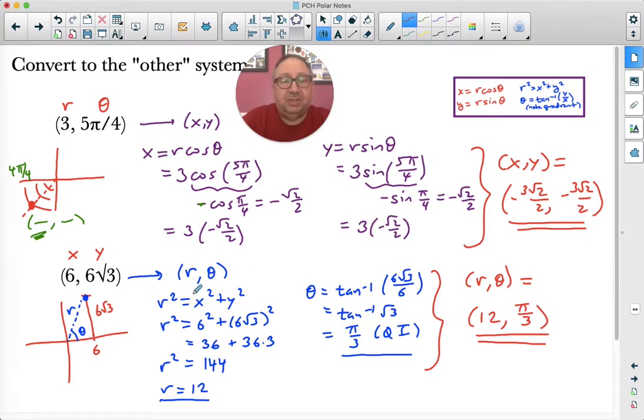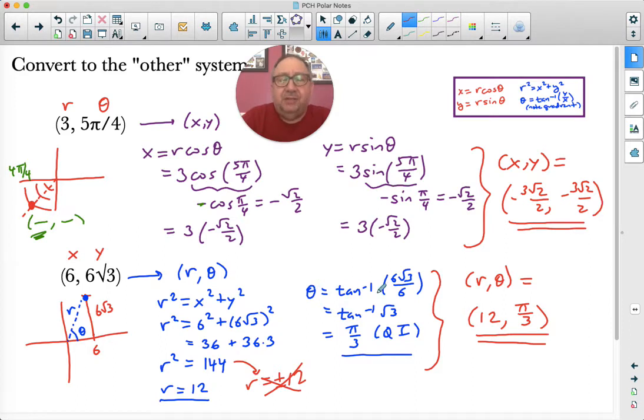So if we take a look at what we'll do this time, now we are using the formulas. r squared is equal to x squared plus y squared. We have those two numbers. Be careful with squaring 6 root 3. We get 36 times 3, 144, and the radius is 12. Now I know you would say, well, wait, aren't we supposed to do plus or minus 12? Well, not in polar. When we're dealing with polar, we'll pick off the positive radius. That's what we're going to be using. And I can see it from the diagram anyway.